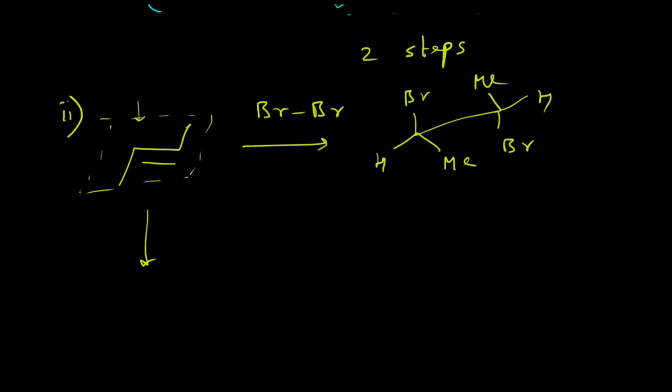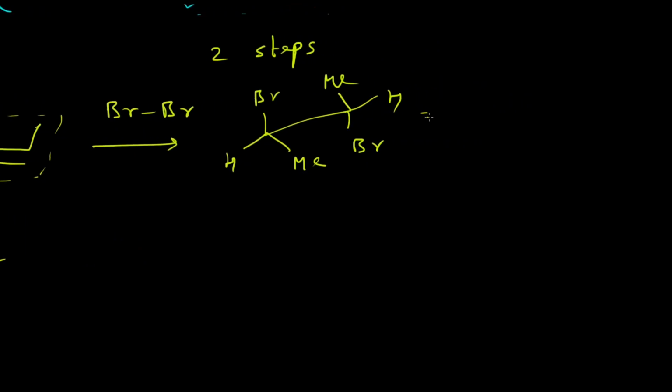So we can see that this compound is a meso compound. How to verify that? To verify that, we have to adjust the atoms or groups in this molecule by rotating about this carbon-carbon sigma bond. And then we can arrive at this conformation.